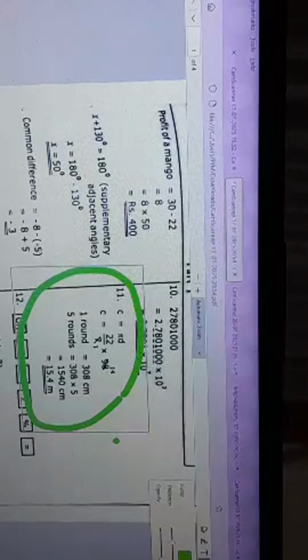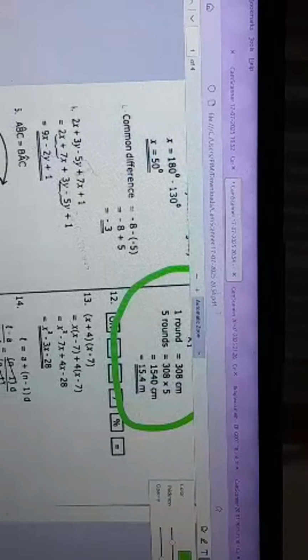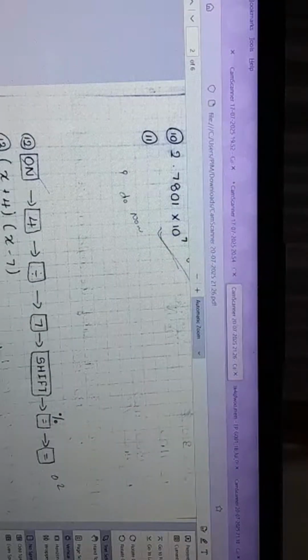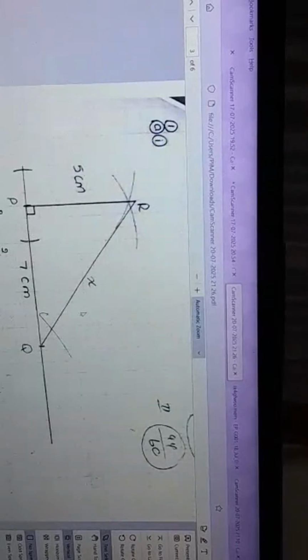Okay. Now, next one. Next my student got wrong the question number 17. Okay, let's look at question number 17.